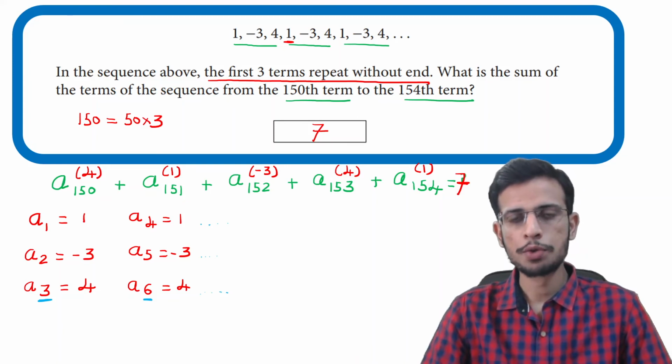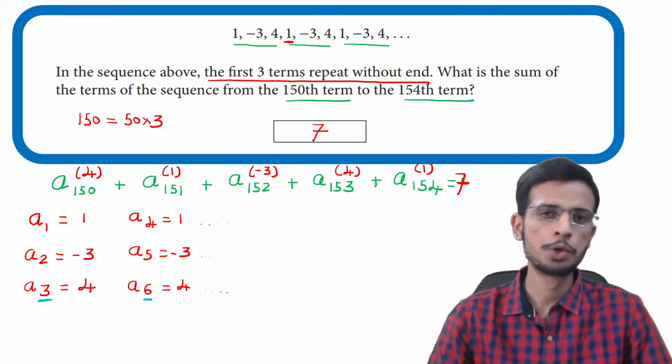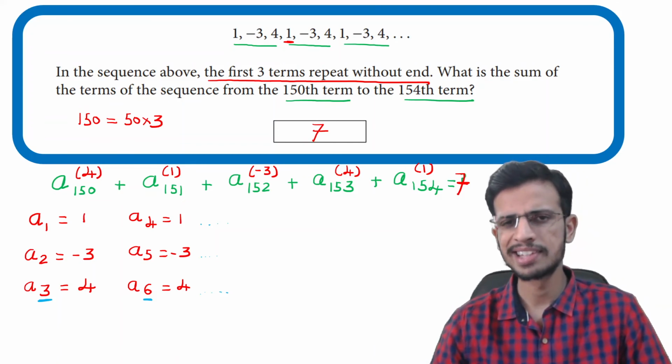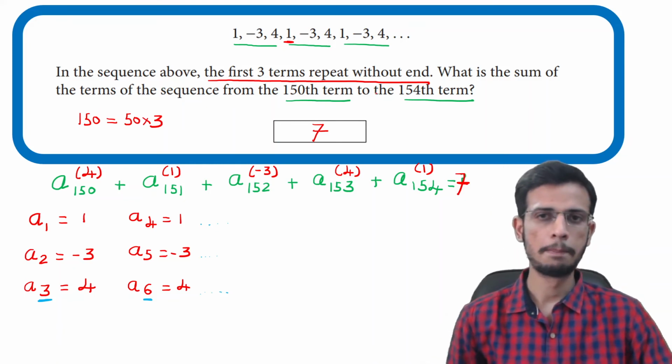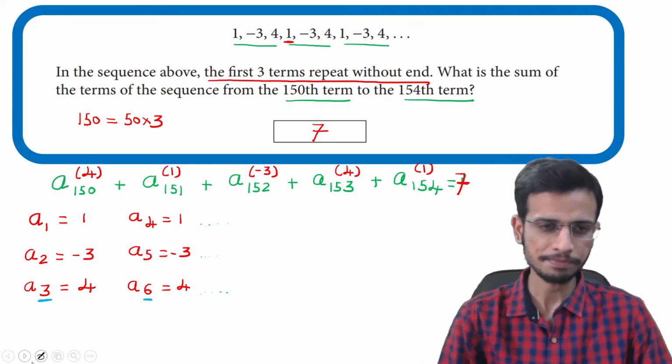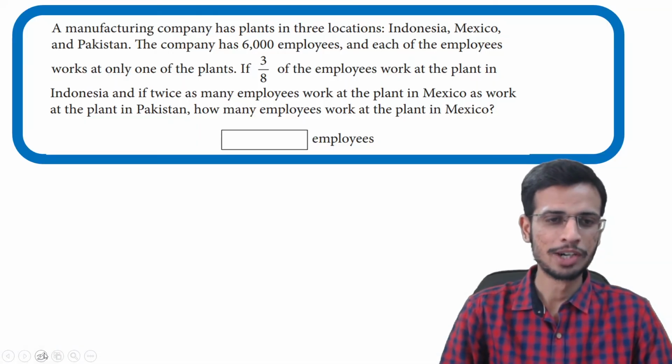Alright, so I think many of you have got the correct answer, but few of you might have made some silly mistake. You will be getting answer 6 or 5 or something. The question is very simple, but a little bit tricky. Okay, so let's move on to the next question.